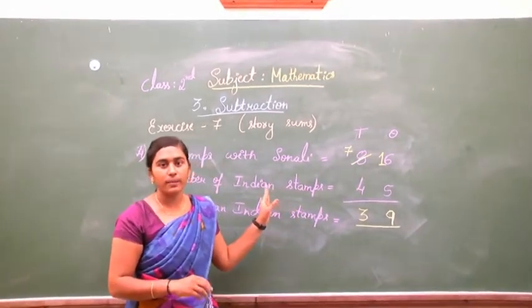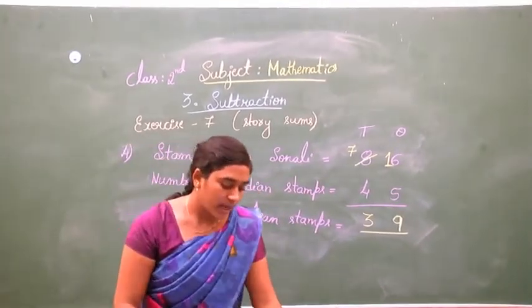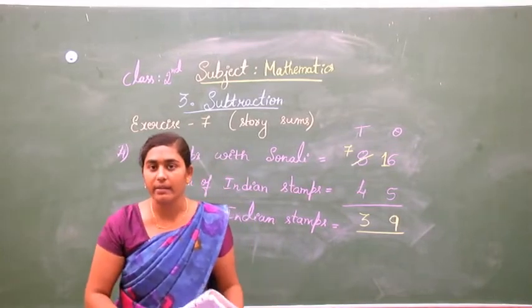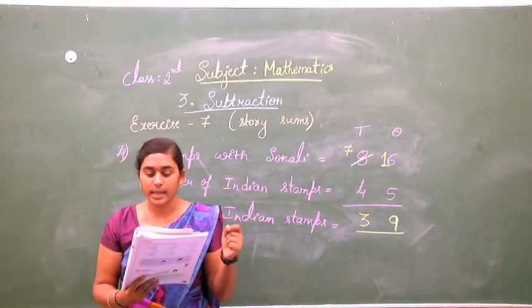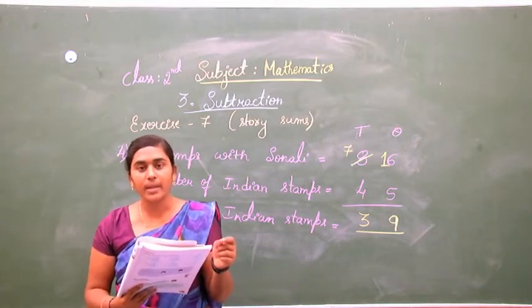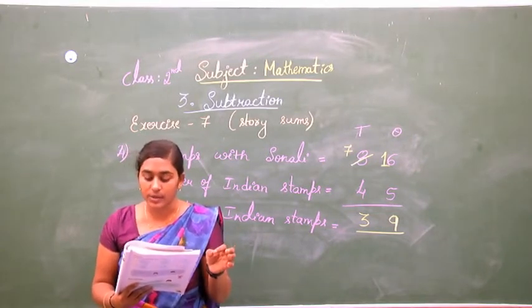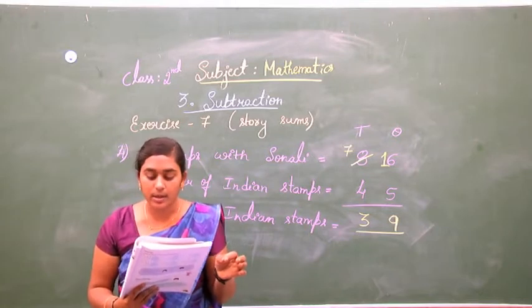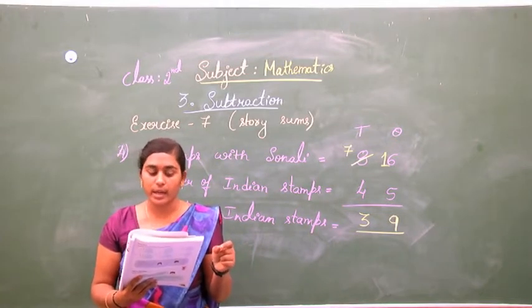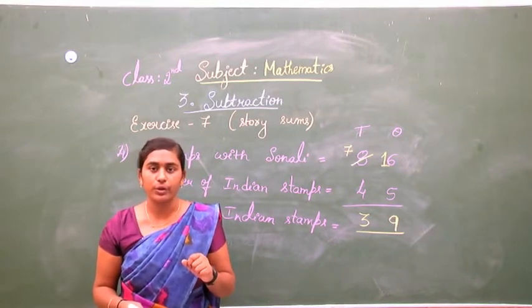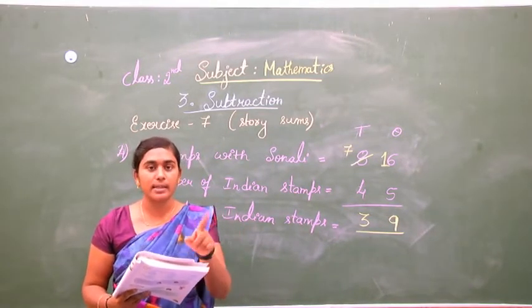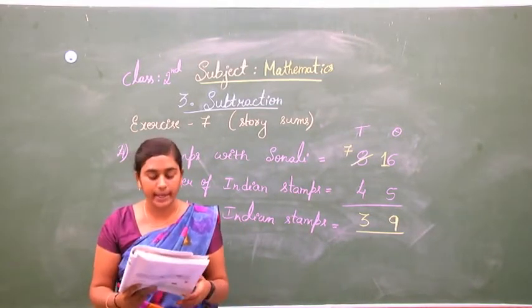So this is the story sum number four. And the fifth one, I will give as homework for you. There are 36 children in second C, meaning second standard C section. 86 children went for a class picnic. How many did not go? We need to solve that. That is 36 minus 28.